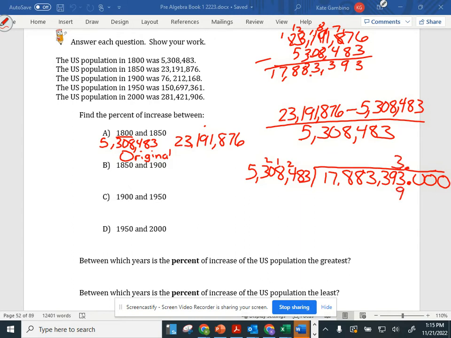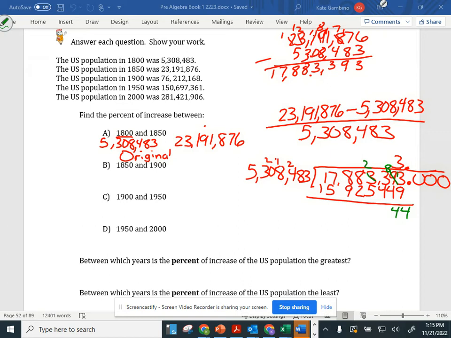Times it by 3. So 3 times 4 is 14. 24, 25. That's my 2. That's my 9. And that's my 15. Now we need to subtract. 13 minus 9 is 4. 8 minus 4 is 4.